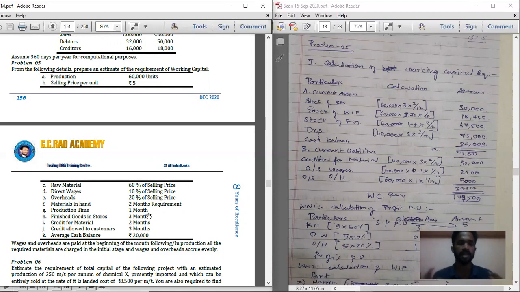Simple, as simple as that. They have given it on the face itself. What are all the basic data which are required to calculate the net working capital. So using this, we should calculate net working capital. Below that, they have given an adjustment.